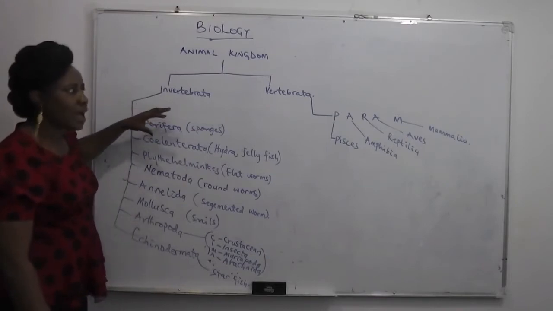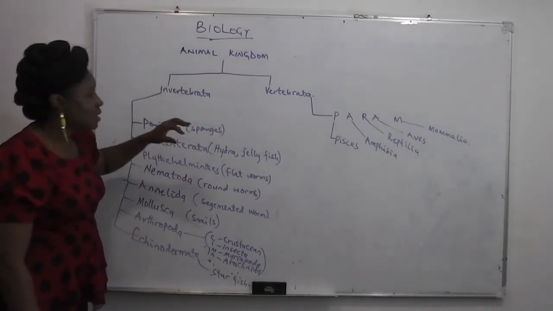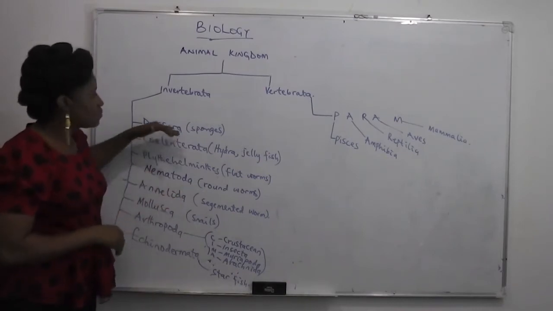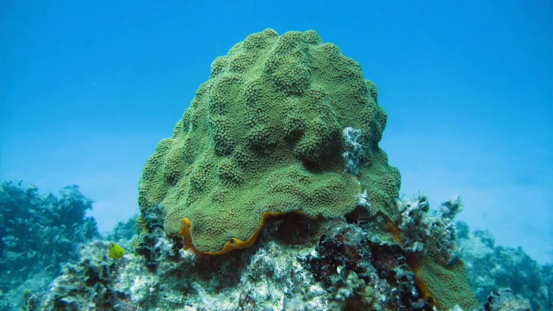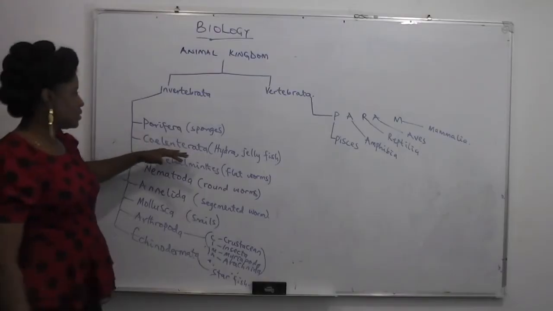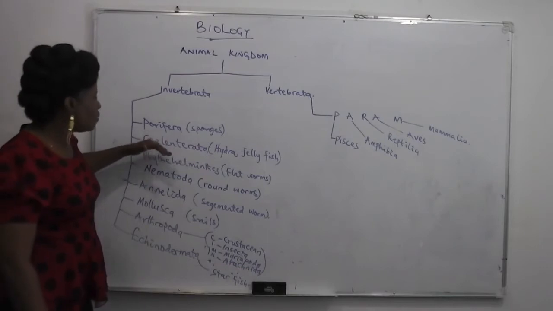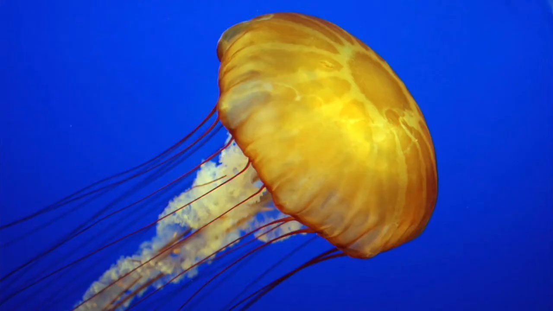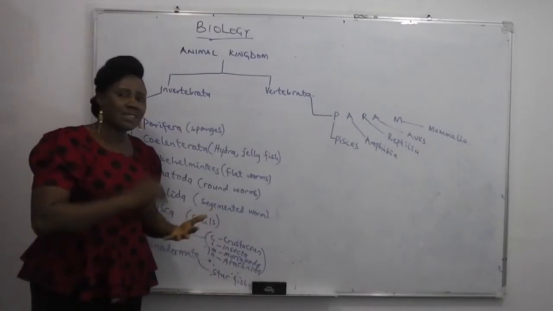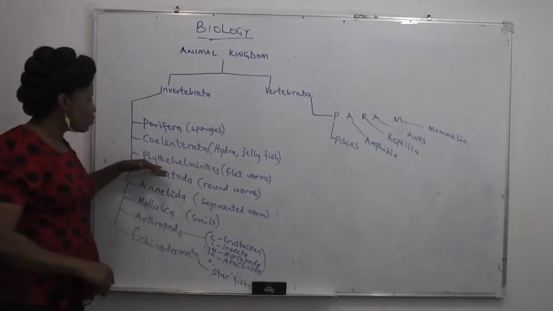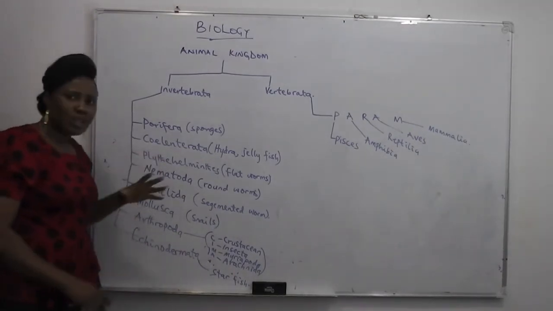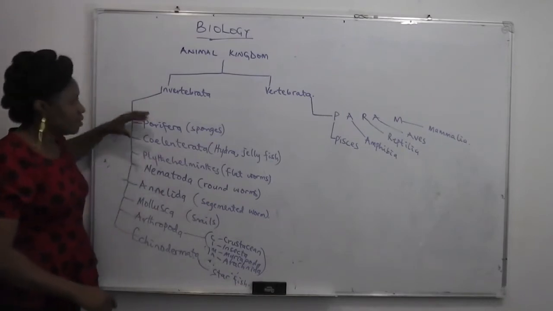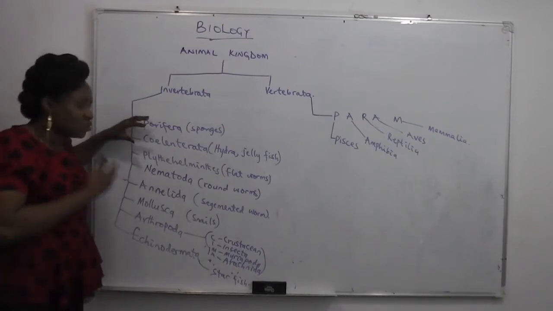Poriferas, these are what? Aquatic animals that do not move. They are attached to what? To rocks. And the example of this Porifera is simply the sponges. Now you have the Coelenterata. The Coelenterata are more complex than the Poriferas. Examples of the Coelenterata, we have the hydra, jellyfish, corals, and sea anemones. Now we've talked about what? The Platyhelminths. But the only thing I want you to know is that once you talk about Porifera and Coelenterata, you just take a deep breath.